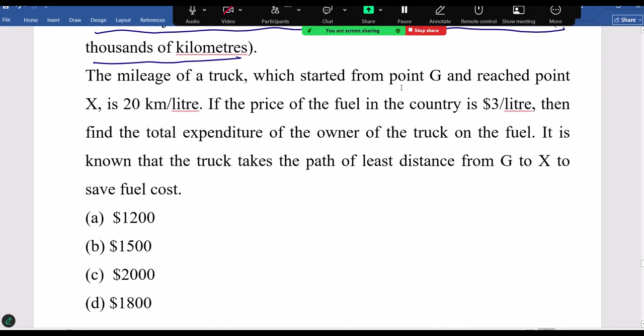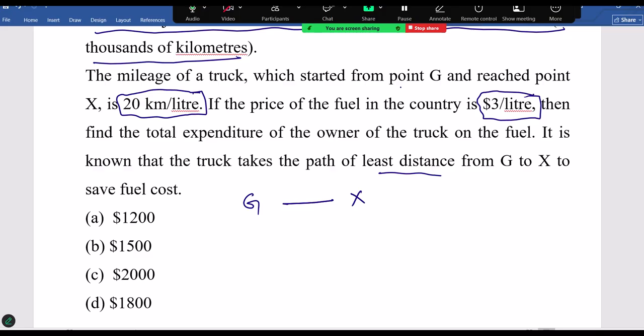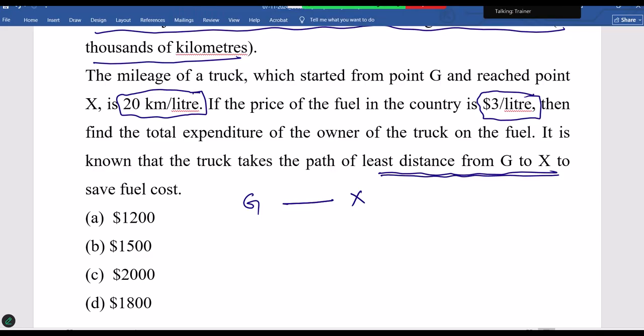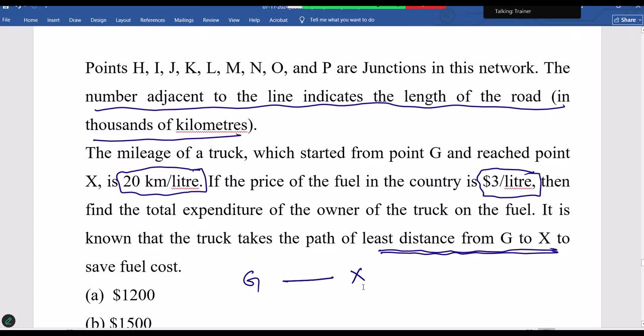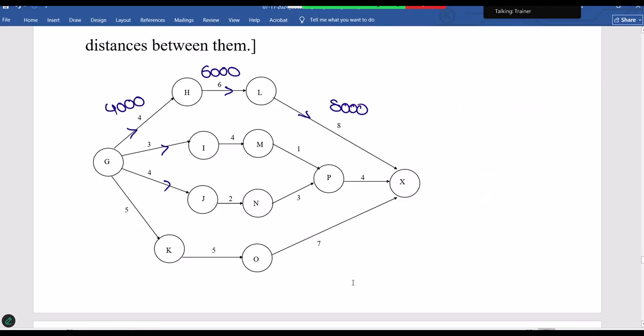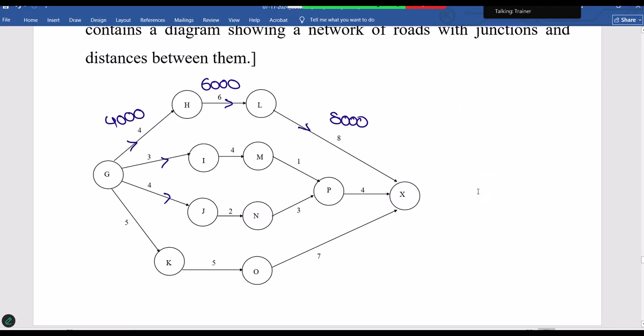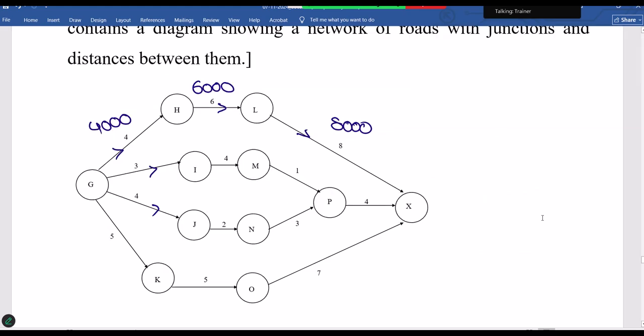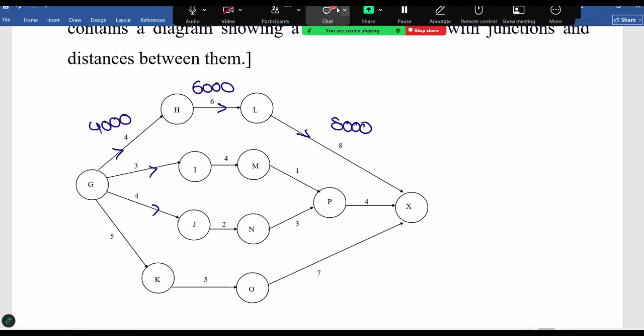The mileage of a truck which started from point G to reach point X is 20 kilometers per liter, and you have to pay a price of $3 per liter. If you follow the least distance from G to X, what is the cost you need to pay? What is the least distance first of all from G to X? Guys, can anyone let me know the least distance from G to X? For a better view, I am zooming in. Tell me the least distance in kilometers from the chart.